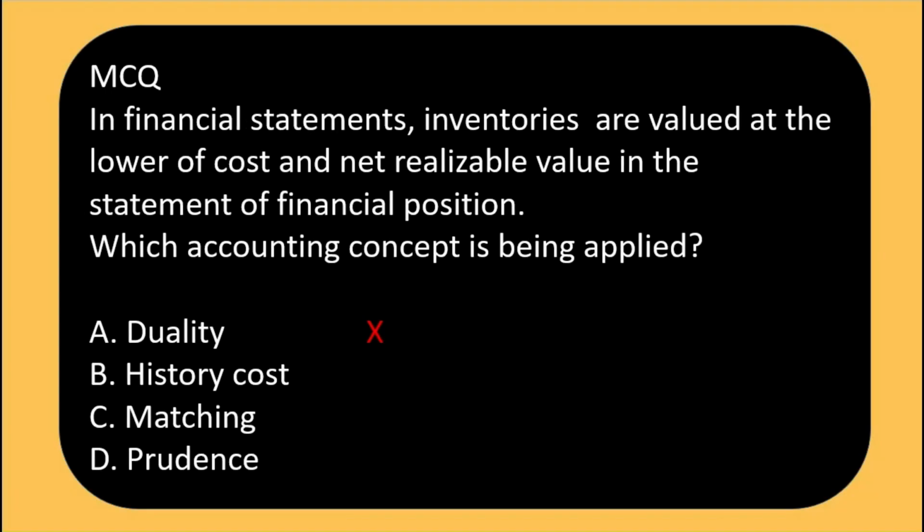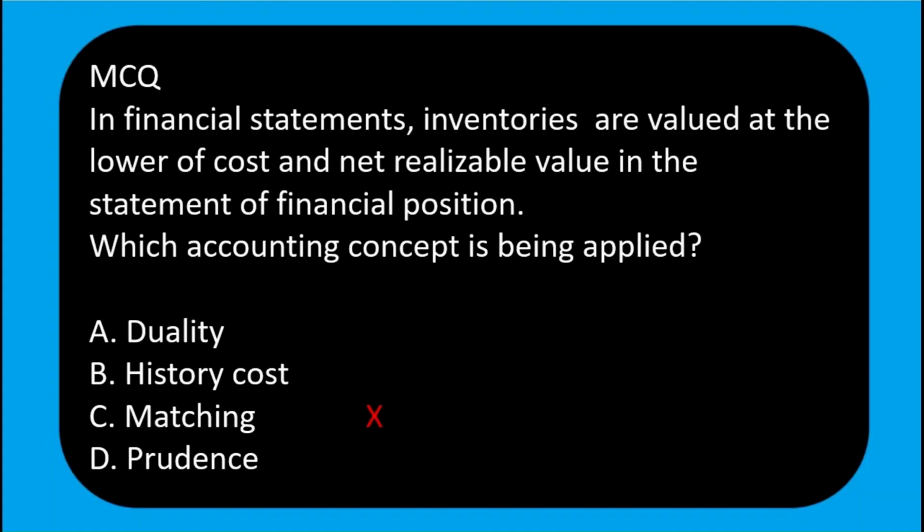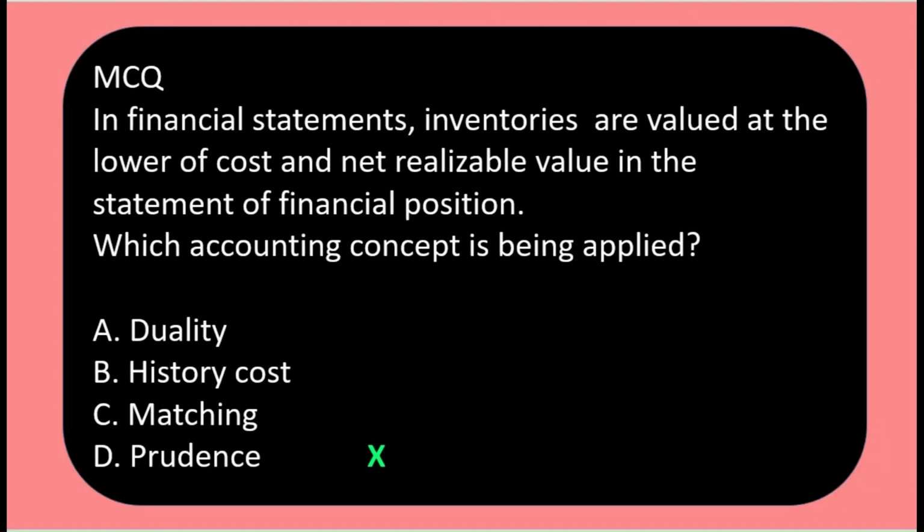A. The question is not about double entry principle. B. It is not about original purchase price either. C. It is not about income is matched with expenditure for same period. Yes, it is about intelligent approach. When you know the cost is not going to be realized, foreseeing a loss, it has to be absorbed beforehand.